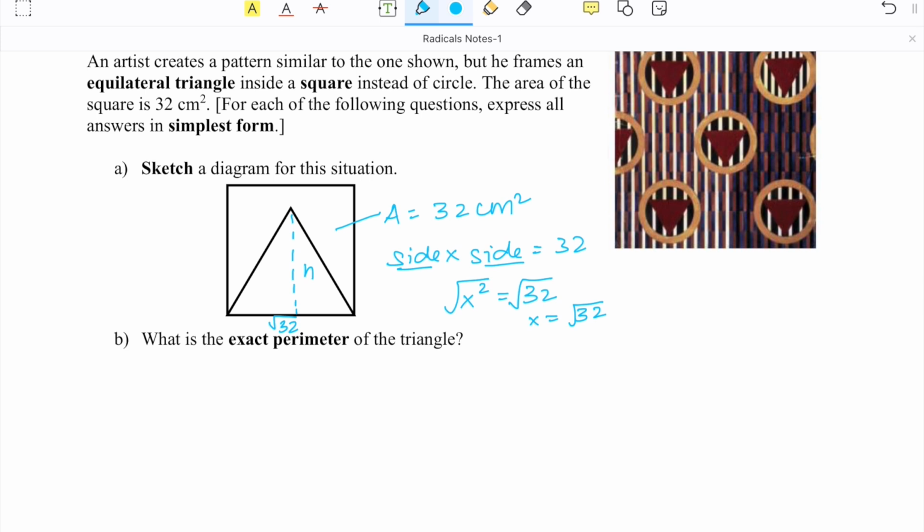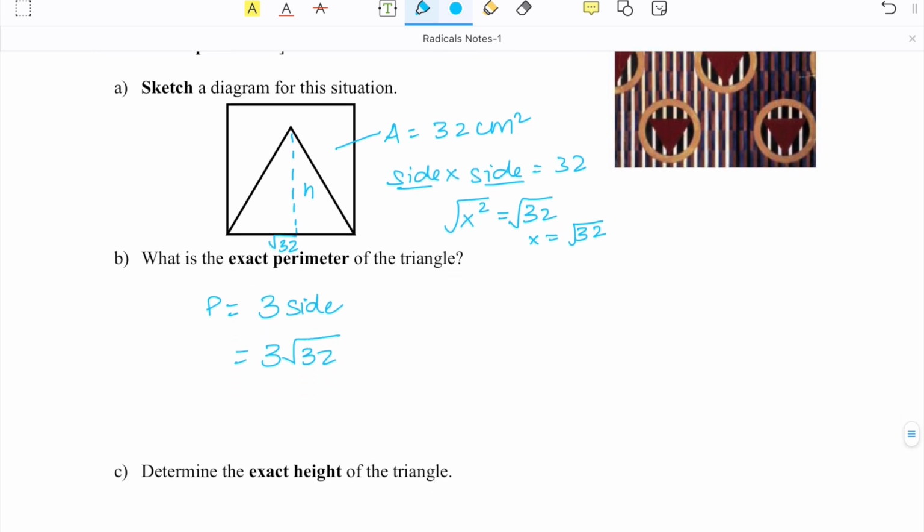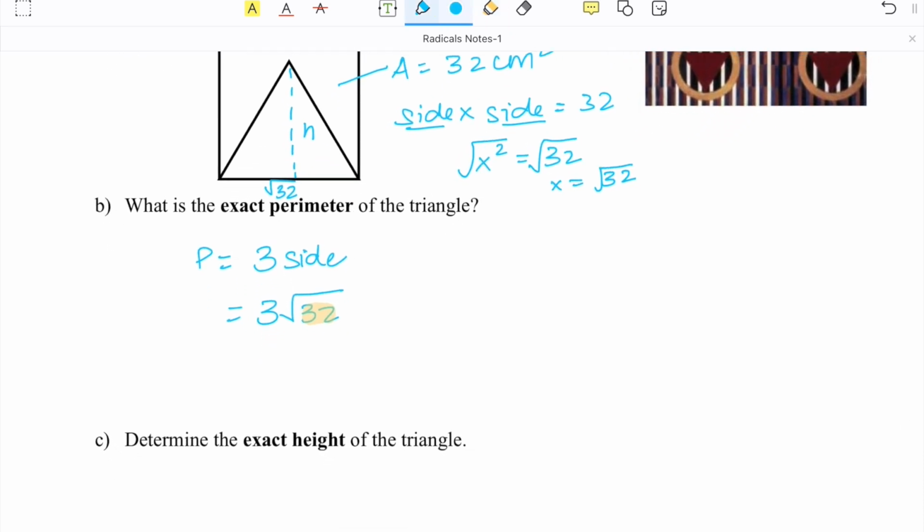To figure out the exact perimeter of the triangle, we know that root 32 is one of the sides. The perimeter of a triangle is 3 times the side. Since the side is root 32, we can write it like that. Now root 32 is an entire radical here. We can simplify this more.